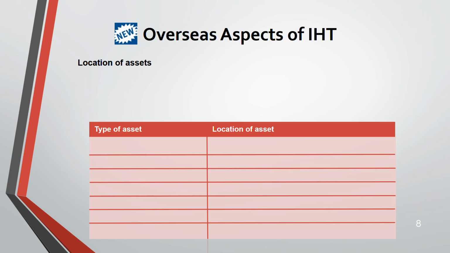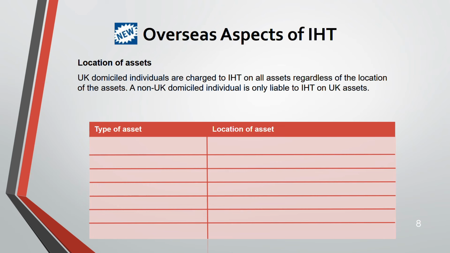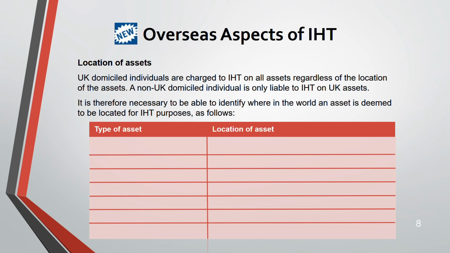Now the next, location of assets. UK domiciled individuals are charged to IHT on assets regardless of their location. Whatever the location, they will be charged to IHT. But what about non-UK domiciled? Only liable to IHT on UK assets. That's why we need the location of assets for them. Therefore, it is necessary to be able to identify where in the world an asset is deemed to be located for IHT purposes. We don't need this for CGT or income tax, but for IHT, we need the location of assets.